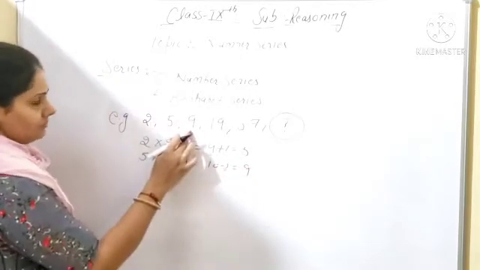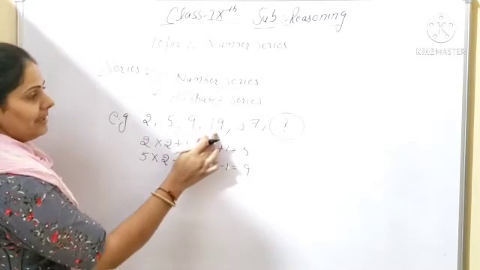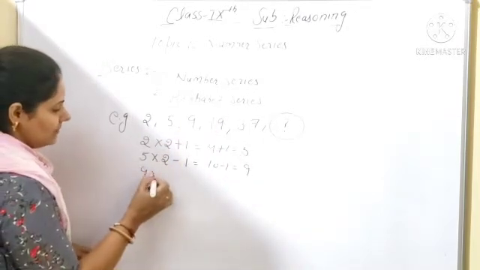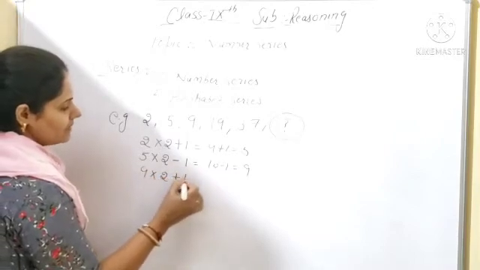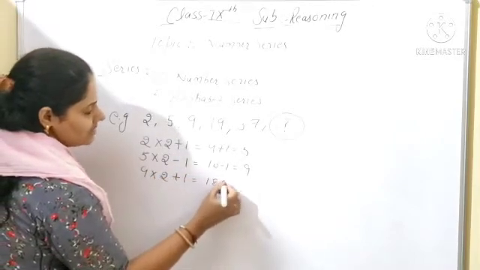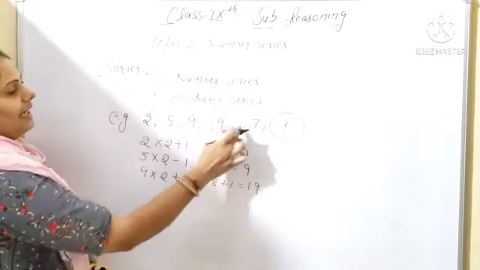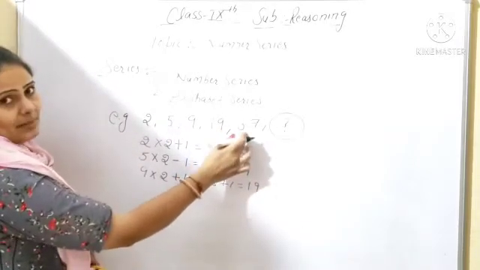Clear? After 9, what will be the number? 19. So 9 2s are 18. 18 plus 1, you will get 19. So simply 9 multiplied 2 plus 1. So you will get 18 plus 1, 19. Clear? Okay. After 19, what is the next number?